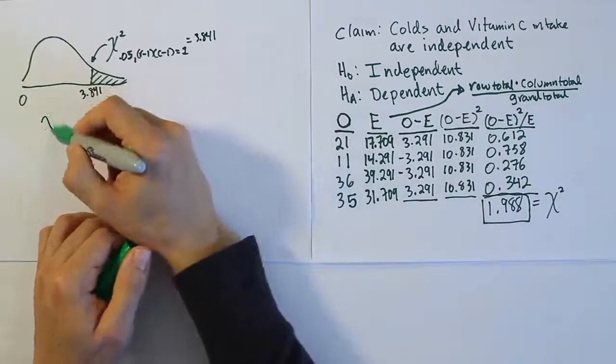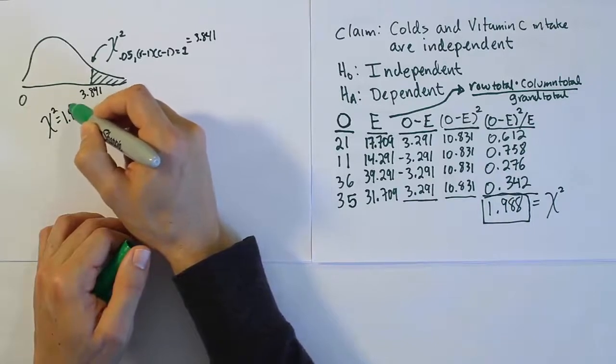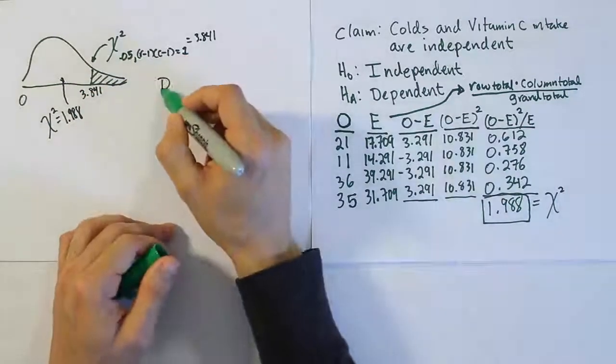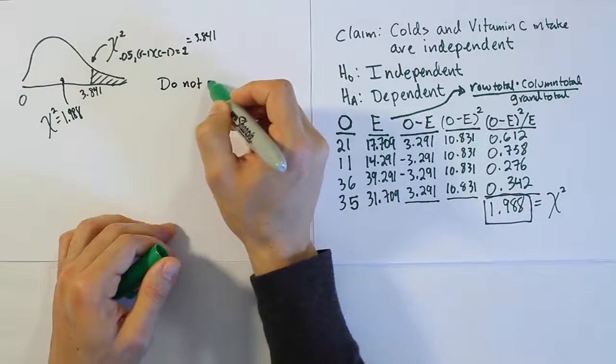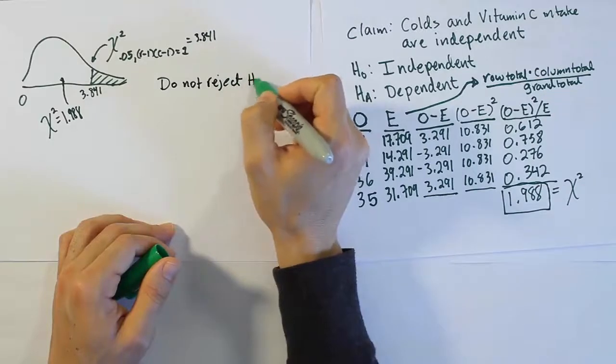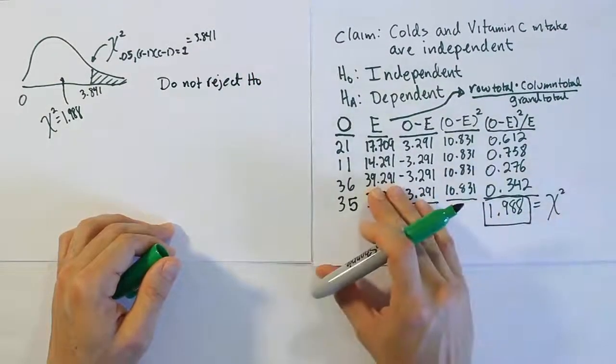When we compare the two, it's clear that 1.988 is in the do not reject region. So we're over here somewhere, right, in the white space. So we're going to conclude that we do not reject H0, and as a result, we do not support HA.